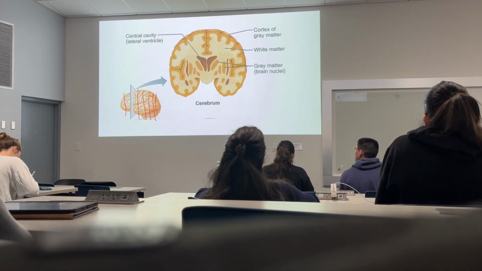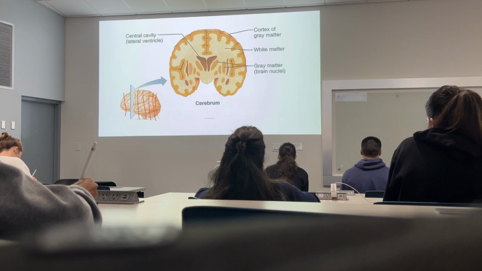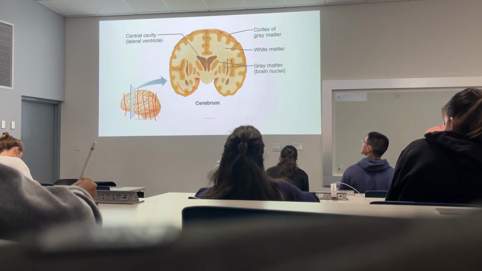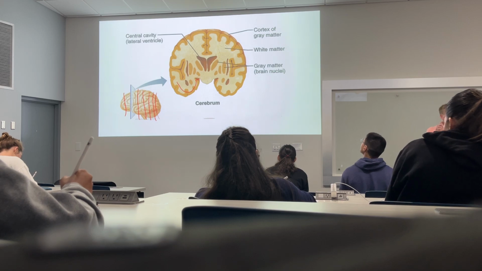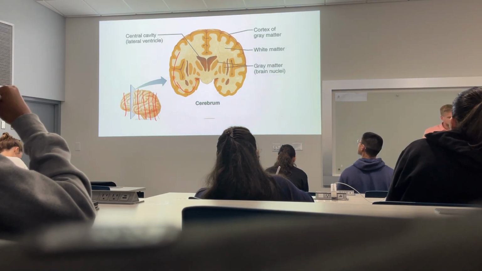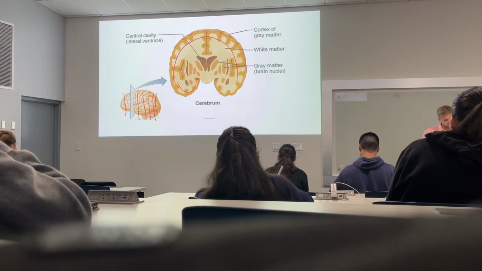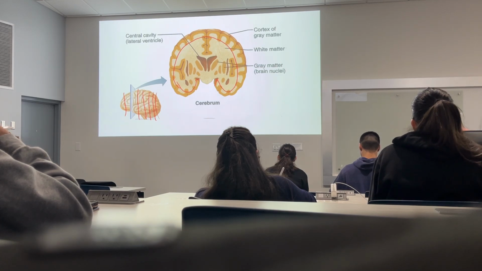That outer layer of gray matter is what's called the cerebral cortex. Cerebral means cerebrum, cortex means outer layer. The cerebral cortex is gray. It's gray matter. It looks kind of more brownish in this image, but it's called gray matter. And then you would see that the core of the cerebrum is white.